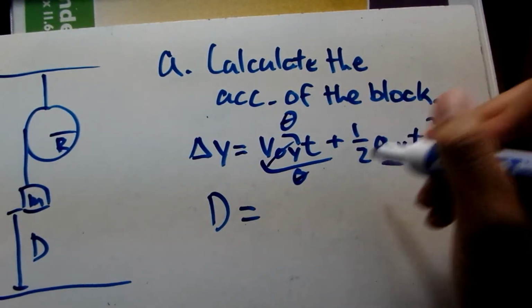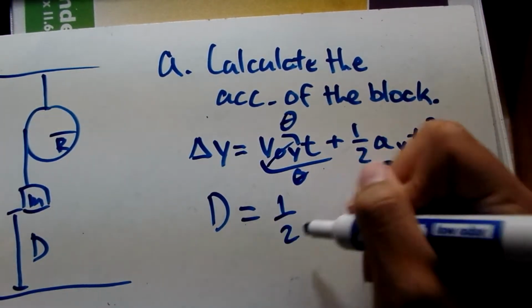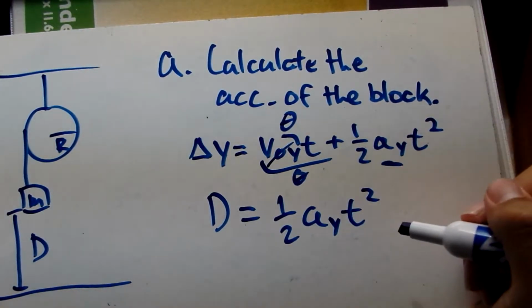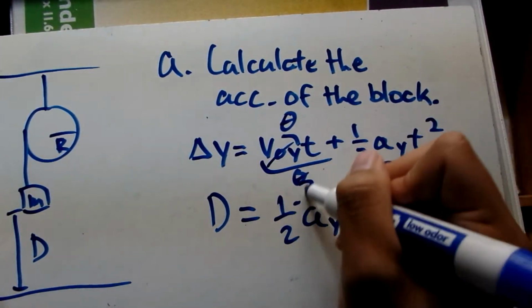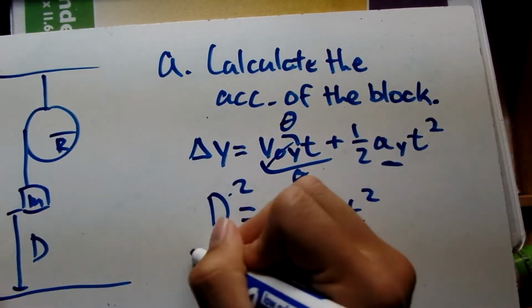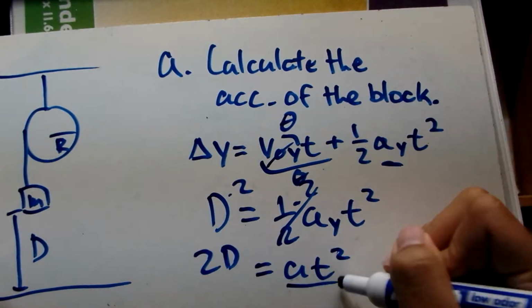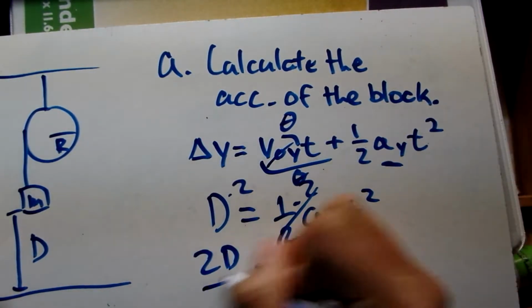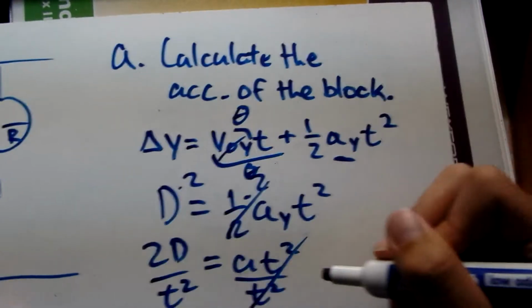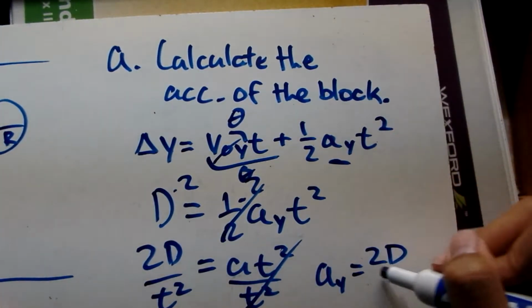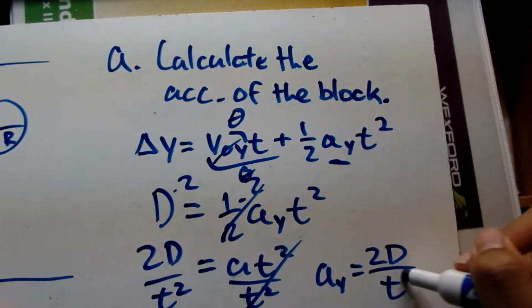So we can just move on to 1/2 a t squared, and then we're solving for a, so we'll multiply by 2 on both sides. 2d is equal to a t squared, and divide by t squared on both sides. So the acceleration of the block is equal to 2 times the distance over the time squared.